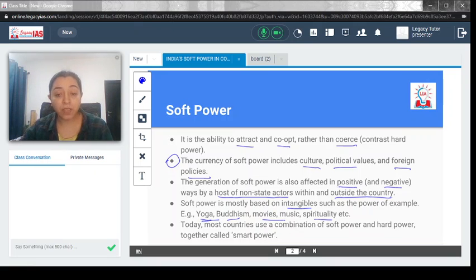Today, most countries use a combination of soft power and hard power together, called smart power. As mentioned just now, these are very intangible gains. If you really want to, you can always persuade, but what if the other country is really not willing? In that case, most countries in today's world practice what is called smart power, which is the combination of soft power plus hard power. They will try persuasion, then they could go the hard line also. Both options should be available with the country.